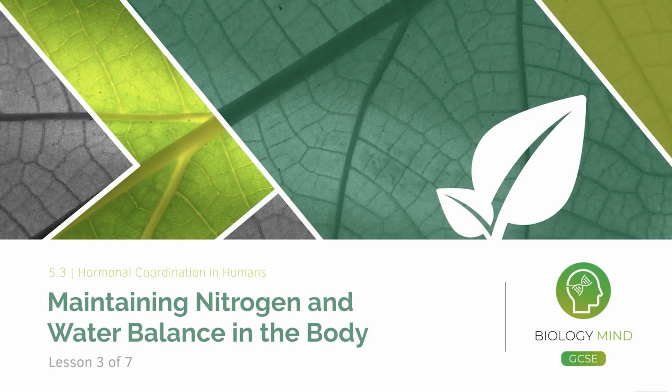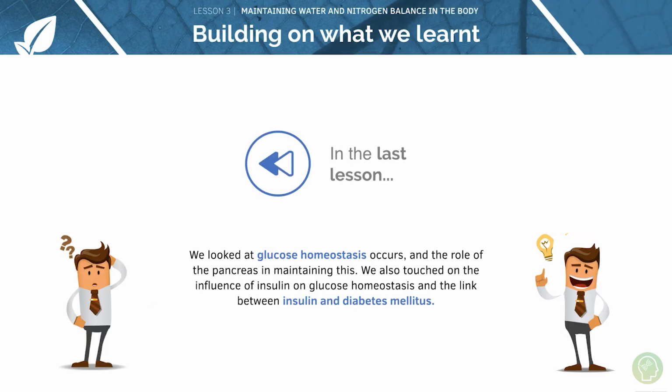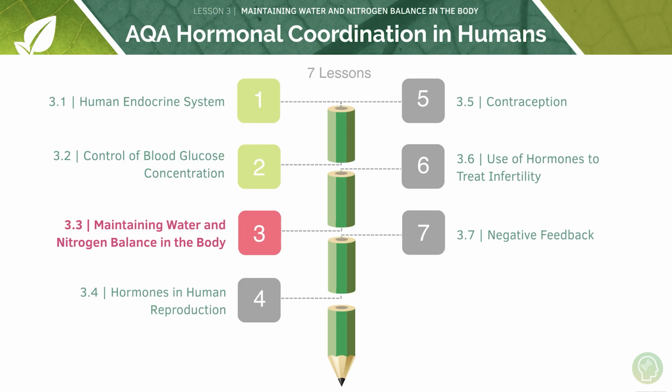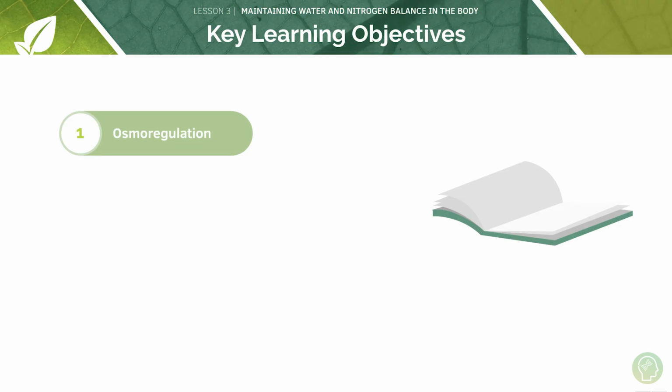So let's get started. Hello, and welcome to this tutorial on hormonal coordination in humans. Today we're going to be having a look at maintaining nitrogen and water balance in the body. In our last tutorial we had a look at the control of blood glucose concentration and how this can go wrong in the context of disease. When we have a breakdown of glucose homeostasis we get diabetes. And in a similar way we're going to have a look at what happens when we get a breakdown of osmoregulation in the body in this tutorial.